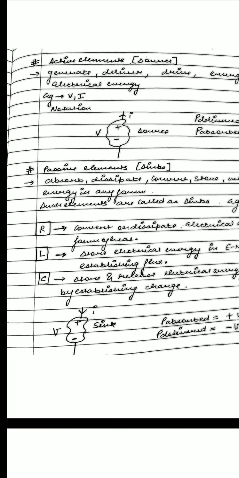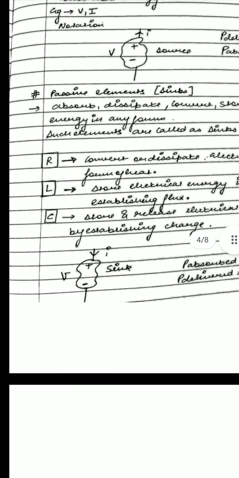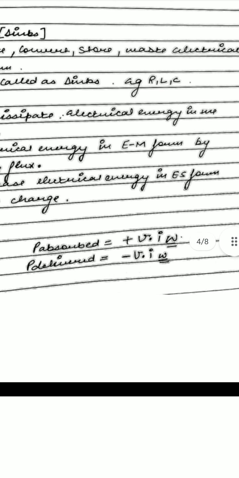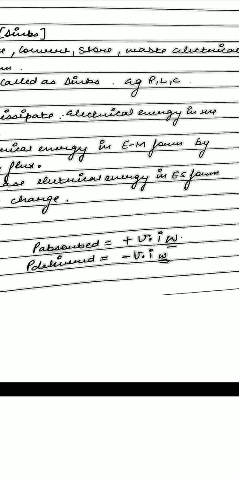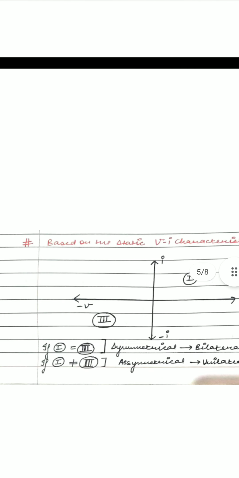Now the basic notation is that current entering the terminal is considered positive. A sink, or passive element, basically absorbs power. Therefore, power absorbed by the sink is considered positive, and if somehow the sink is delivering power, then that power delivered is considered negative. Now there are some questions based on these basics which have already been asked in GATE and ESE papers, so I would like to discuss them.